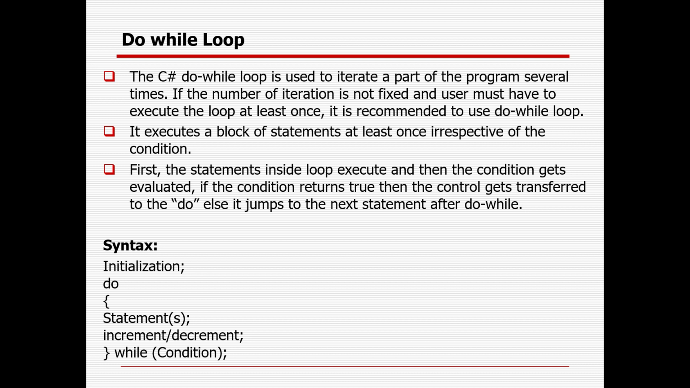So the C do while loop is used to iterate a part of the program several times. If the number of iterations is not fixed and the user must execute the loop at least once, it is recommended to use the do while loop. It executes a block of statements at least once irrespective of the condition. First the statements inside the loop execute, and then the condition gets evaluated. If the condition returns true, then the control gets transferred to the do, else it jumps to the next statement after do while. So what is the syntax?